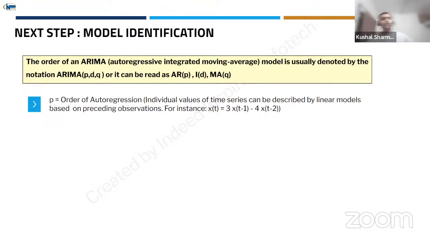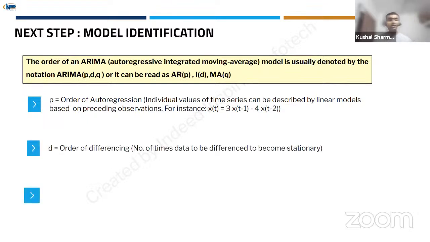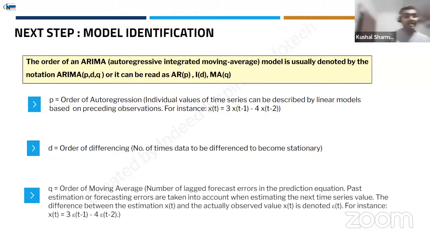So that is the order of autoregression. Next one is D, the order of differencing, the number of times the data has to be differenced to become stationary. Then Q is the order of moving average, the number of lagged forecast errors in the prediction equation, past estimation forecasting errors that are taken into account when estimating the next time series value. So Q is basically the order of moving averages, which is a different thing.